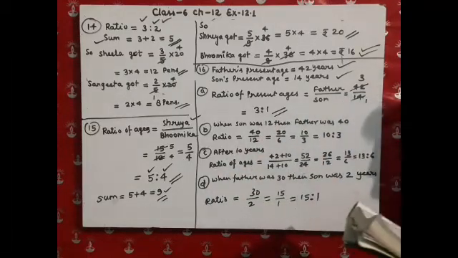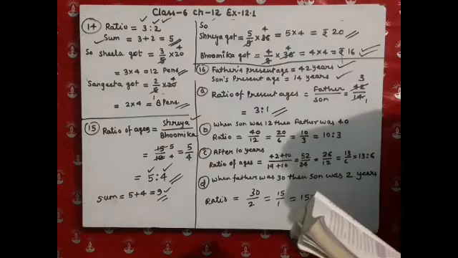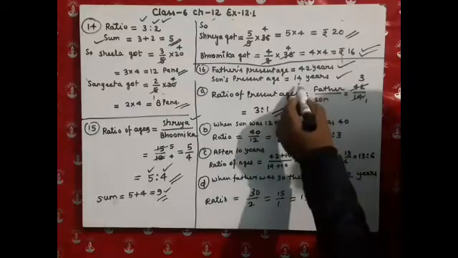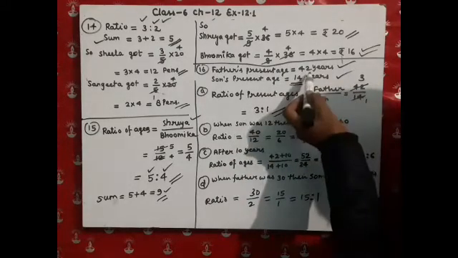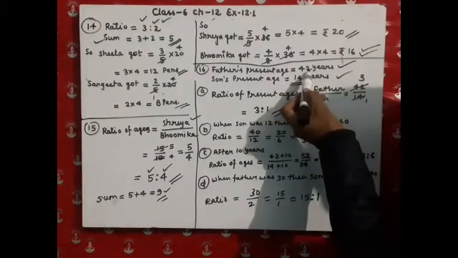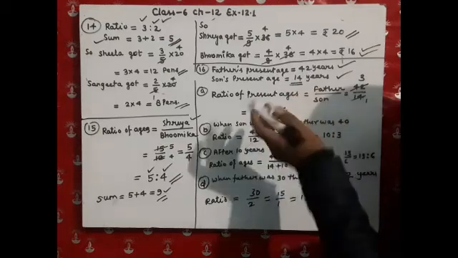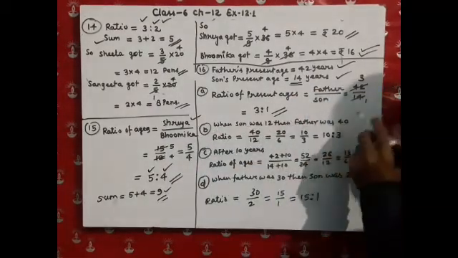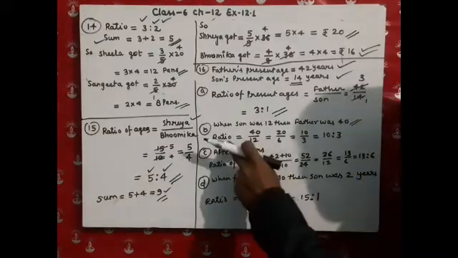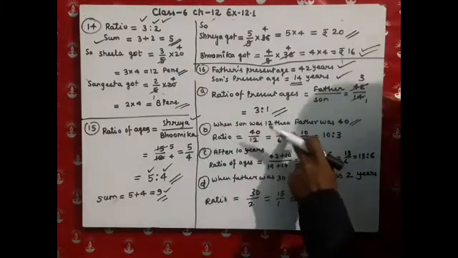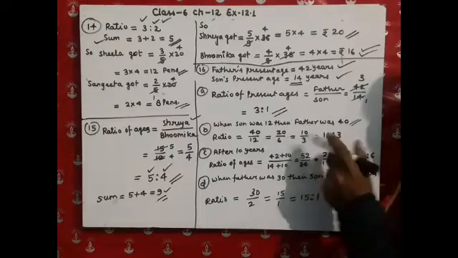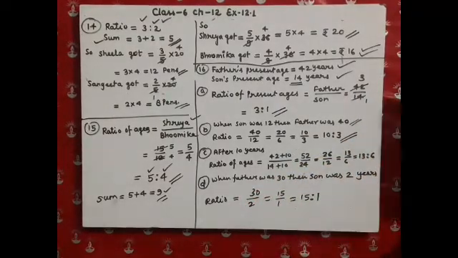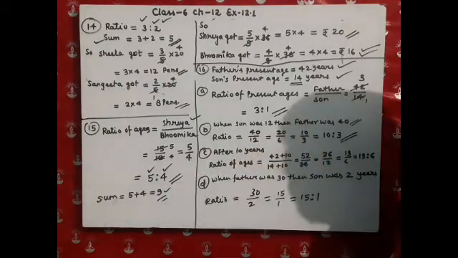Now the question is saying, in the B part, the age of the father to the age of the son when the son was 12. That means when the son was 12, it was 2 years back. So the father's age will also decrease by 2 years. So when the son was 12, the father was 40. So here the ratio becomes 40 upon 12, that means 20 upon 6, that means 10 upon 3. So the ratio becomes 10:3.